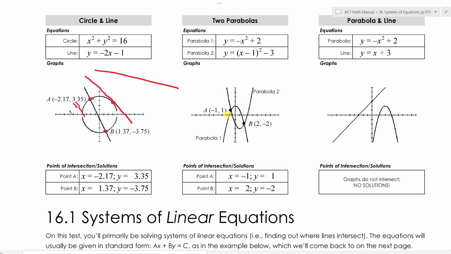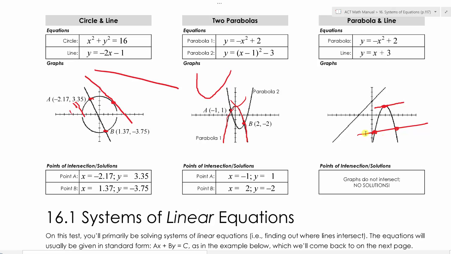2 parabolas could intersect 2 times. So these 2 parabolas happen to intersect at these 2 points, but you could have this parabola up here and this parabola down here not intersecting at all. You could have parabolas that are tangent to each other. And then a line and a parabola. Again, lines and parabolas could intersect no times, as they do not in this figure. They could intersect 1 time. The line could be tangent to the parabola at some point, or they could intersect 2 times. There's 2 points of intersection.